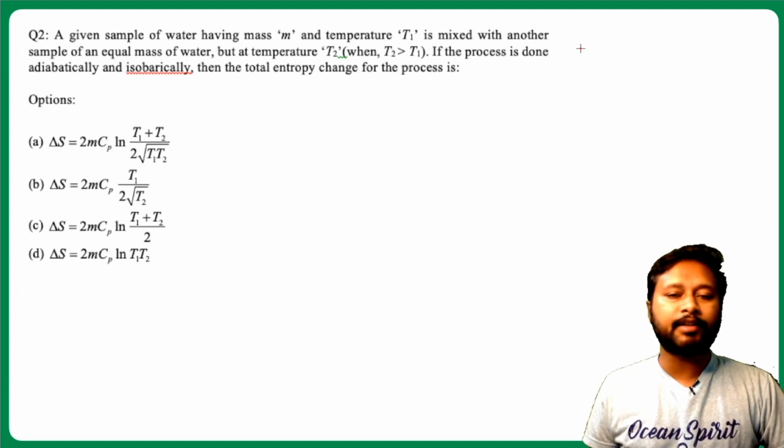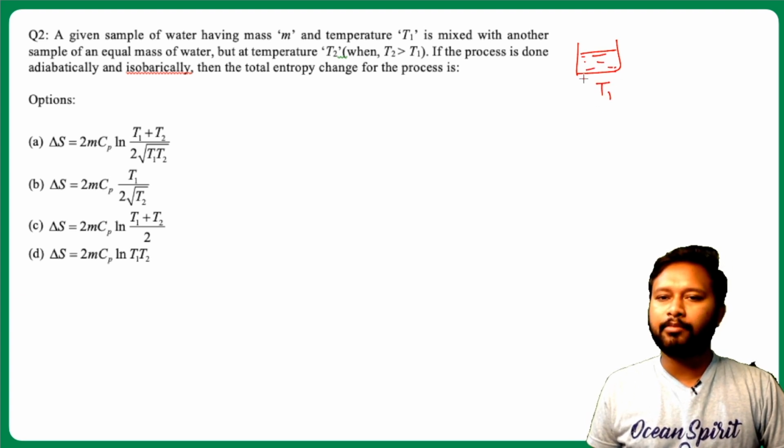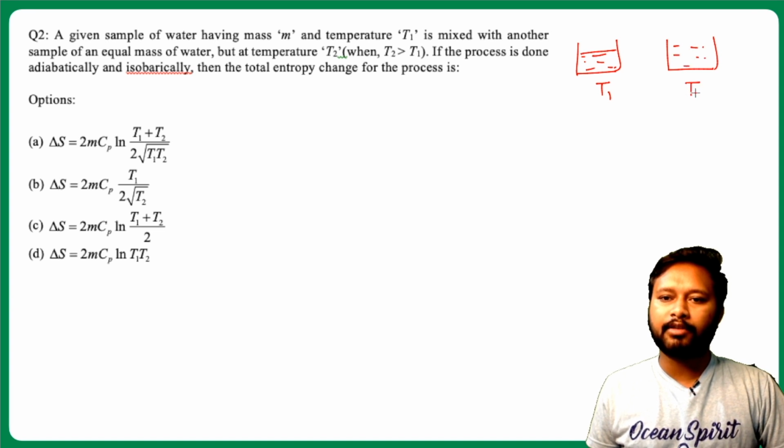Let's quickly understand it from an example. Let's say you have a bucket of water. Okay, this is one bucket of water which is at some temperature T1, and you have one more bucket of water which is at some temperature T2.